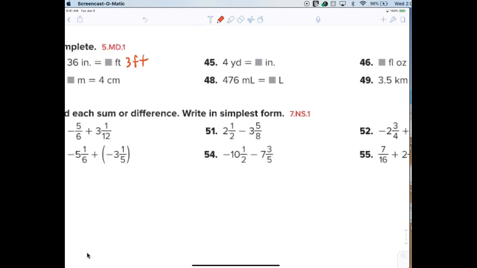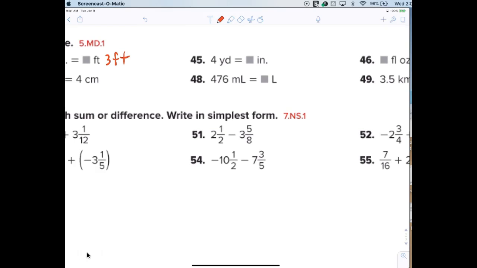All right. Now, one more time. How many inches in a yard? 36. So if I have 4 yards, 36 times 4 is 144. Yes, sir. I'm waiting.